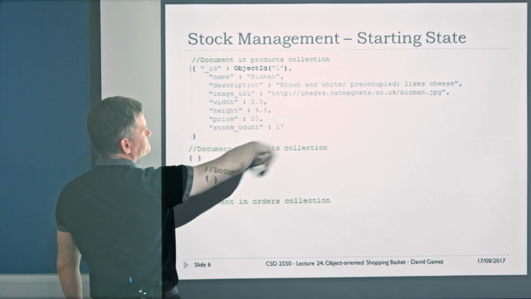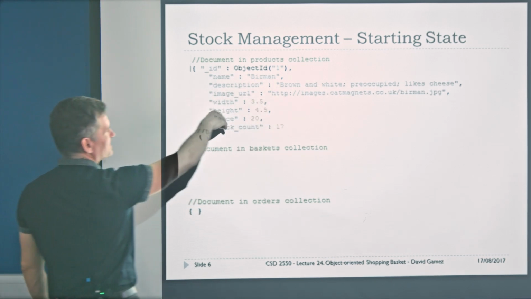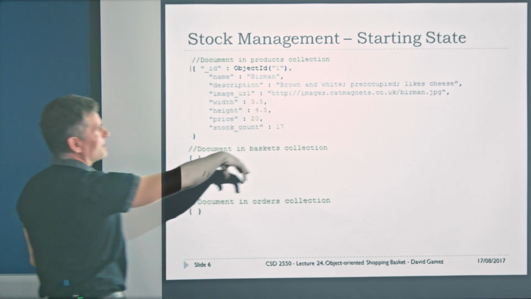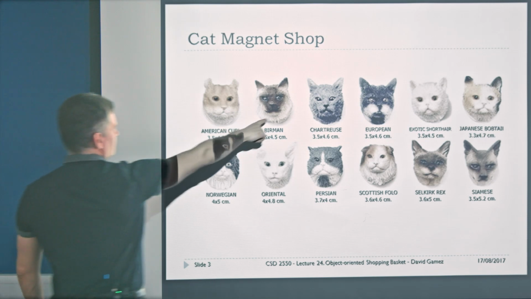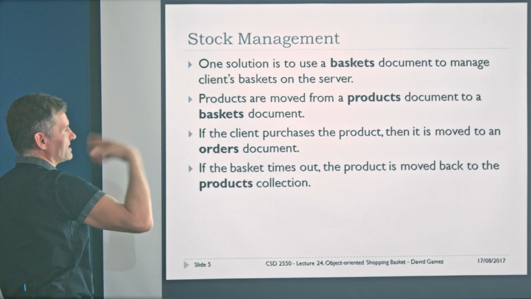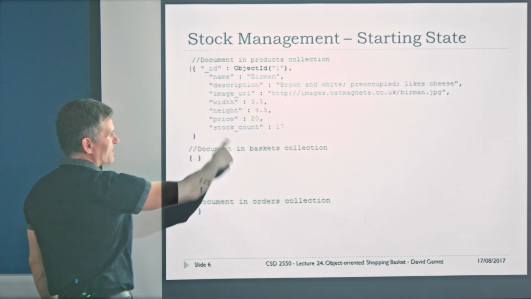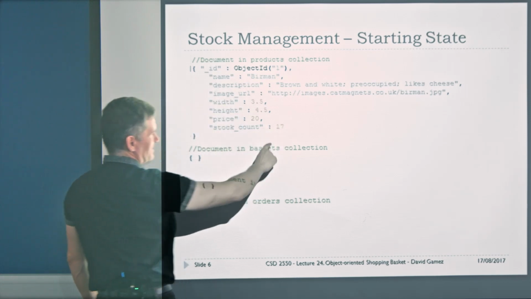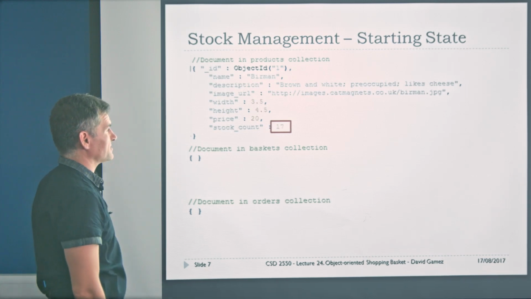So here we have our document. Here we have our products collection. One of the documents is representing the Berman cat magnet. So let's just see this one, this Berman cat magnet, right? That's in our products, one of our products. We've got the name, description, blah, blah, blah. But the important thing here is the stock count. So we've got 17 of these Berman cat magnets in stock.